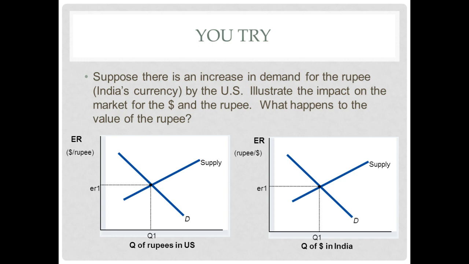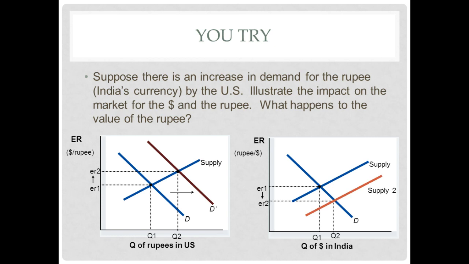Then I asked you to note that there was an increase in the demand for the rupee by the US. So the rupee's demand increased. You should have seen an increase in the exchange rate for the rupee, or in other words, the number of dollars for the rupee should have increased. If there's more demand for the rupee, that must mean that there is also more supply of dollars in India, which means the exchange rate for the dollar has decreased, or the number of rupees per dollar has decreased.